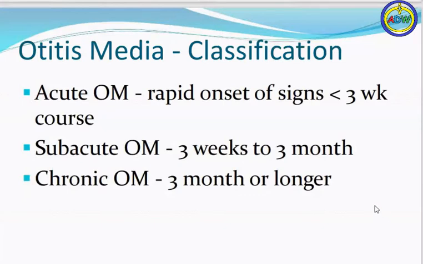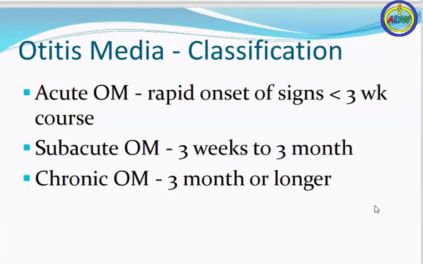Okay, good. What about the classification? We can call it acute otitis media if the complaints and clinical features last approximately 3 weeks or 1 month. If it is prolonged, from 3 weeks to 3 months, it is subacute otitis media. If 3 months or longer, we can call it chronic otitis media, a chronic case.